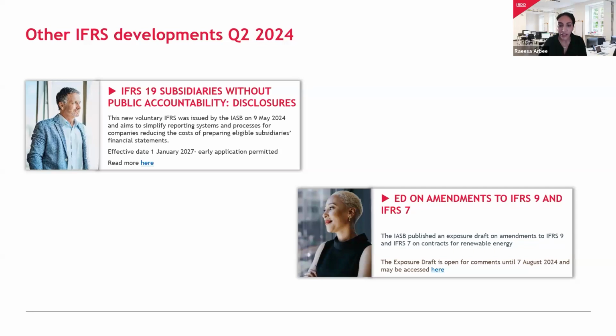Okay, and then lastly, we've got an ED for some amendments to IFRS 9 and IFRS 7, specifically looking at contracts for renewable energy, given that these have some very specific, unique characteristics, and sometimes with the hedge accounting requirements, or rather the own use exemption within IFRS 9, it's not always clear how to apply that. And so these amendments really deal specifically with that, so it's fairly niche in that respect.